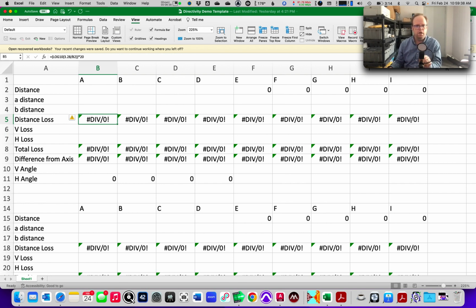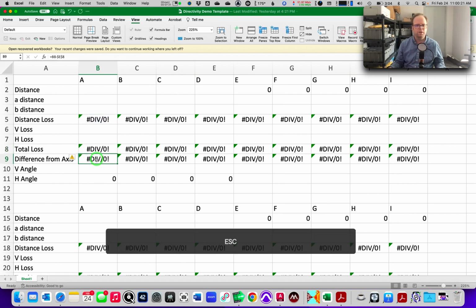Now, I also want to figure out how much I'm losing vertically and horizontally as a result of directivity. I'm going to figure that out by recording the angles off axis, vertically and horizontally, at each of these seats from the loudspeaker. Then I will enter the dB loss that I get as a result of directivity there. And then I've got some equations here that will calculate the total loss. For example, here I'm doing the loss over distance plus the vertical loss plus the horizontal loss. That will get me the total dB loss at that seat.